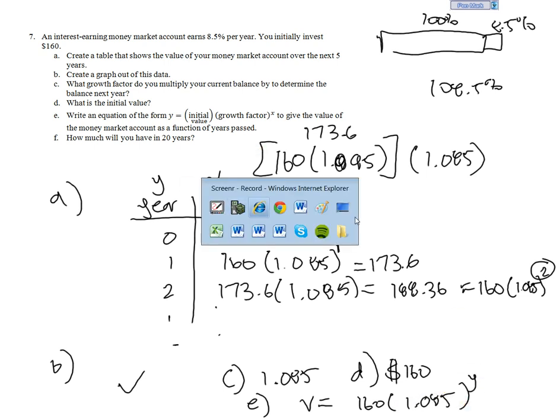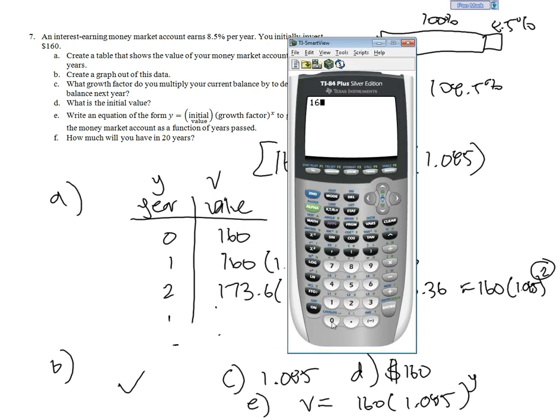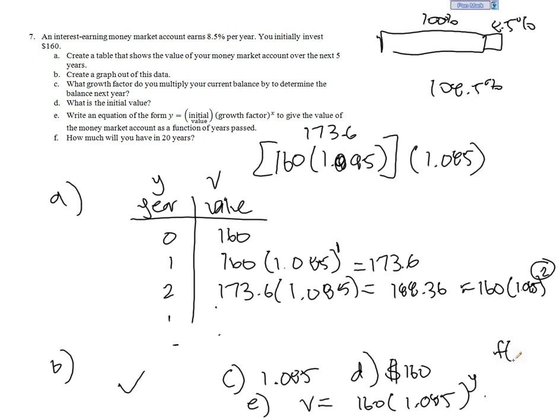How much will you have in 20 years? We can find that by using our formula now. 160 times 1.085 to the 20th power, and in 20 years we'll have pretty close to $1,000. We'll have $817.93.